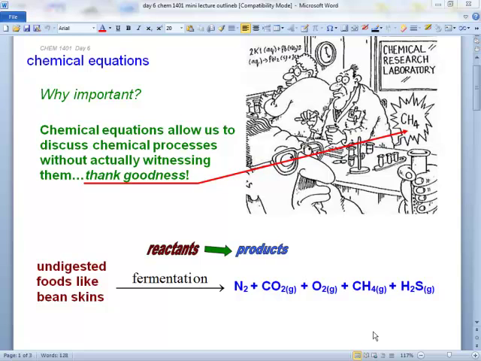Things don't mix perfectly and things don't react perfectly. Right? Because for things to react, they have to actually collide. So things don't always work to 100%, but it's nice to actually be able to do things theoretically.